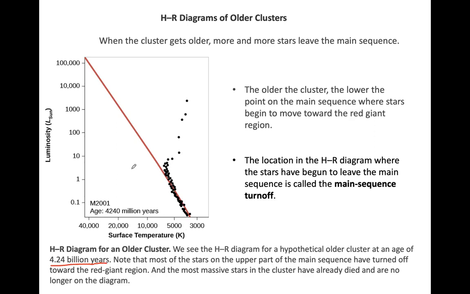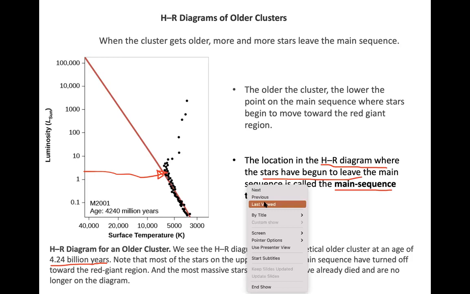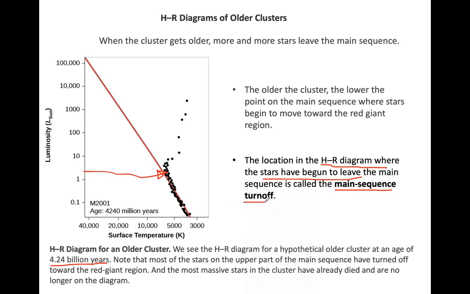Now you can see that the main sequence has turned off from this particular point. It has become even lower. So this turning point becomes lower and lower as the star cluster gets older and older, right? That is the idea, and we have a specific name for that. The location of the HR diagram where the stars have begun to leave the main sequence is called the main sequence turn off. This location is what we call the main sequence turn off.